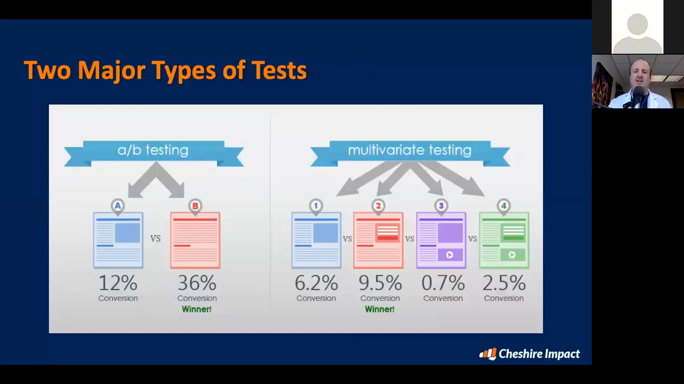All right, A/B testing, multivariate testing. Quite simply, A/B, you're looking at A, you're looking at B, and you're deciding which one's doing better. And if one does better, winner. Great, wonderful. Multivariate testing is like A versus B versus C versus D.